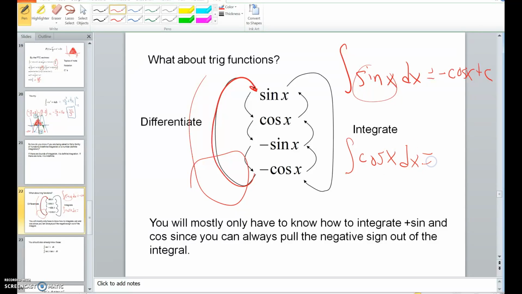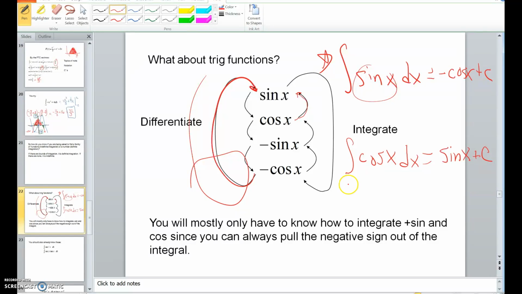The other most common trig function you'll be integrating is the integral of cosine x dx. So I start here. If I integrate, I go back up the chain one step. That is equal to positive sine x plus c. You're definitely most commonly going to be integrating sine and cosine. If you need to integrate negative sine, you can just pull the negative outside of the integral, and you're back to integrating sine, which is this problem.